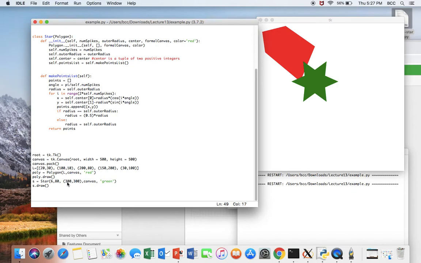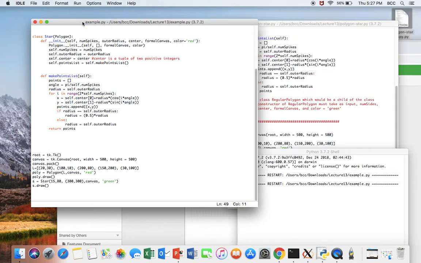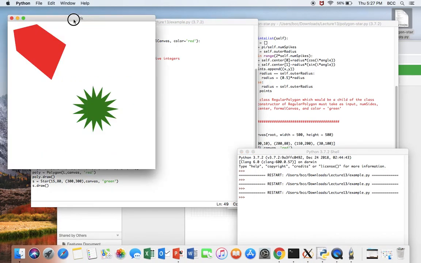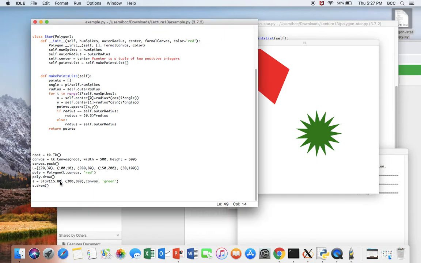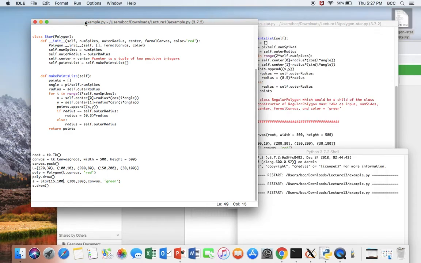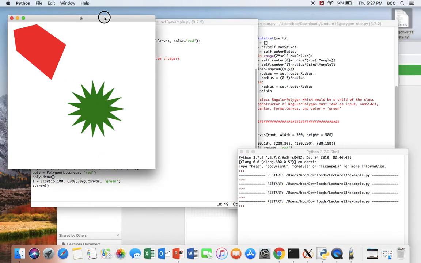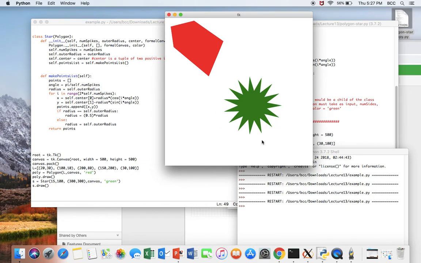I don't like 6 spikes. Say I wanted 15 spikes. I got that. Let me increase the radius to 100. I got that. So continue playing, okay? Outer radius is 100 pixels and so on.